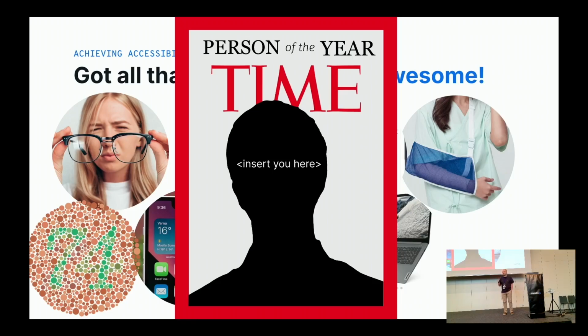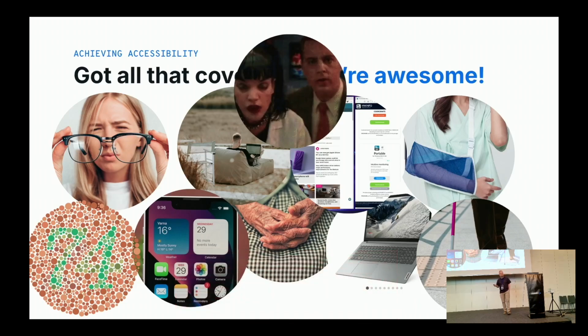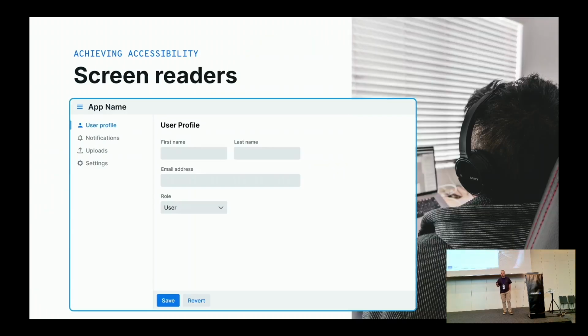But we forgot someone. Who did we forget? We forgot the blind person, or the person who has some severe vision impairments, who even when you scale the UI up to 400%, they still can't see it or use it. So that brings us to screen readers.